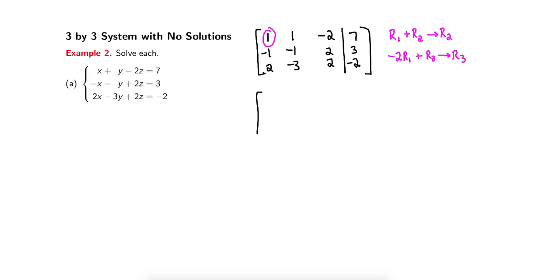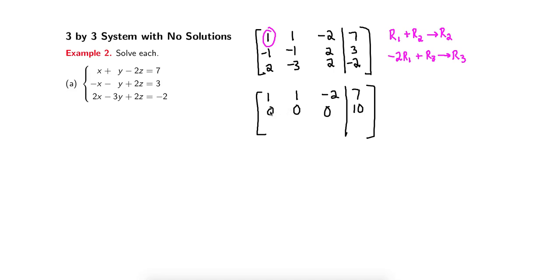Our first row is going to stay the same. But our second row, we're going to get row 1 plus row 2 and store that in row 2. So 1 plus negative 1 is 0. 1 plus negative 1 is 0. Negative 2 plus 2 is 0. And 7 plus 3 is 10. So we can actually stop right there. We actually don't need to do negative 2 times row number 1 plus row number 3. So on the left-hand side, we have 0, 0, 0.